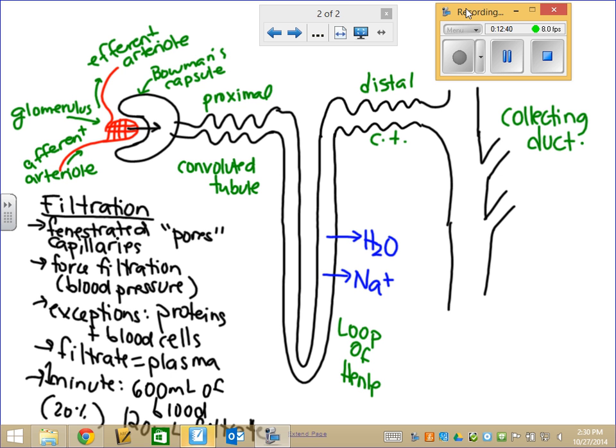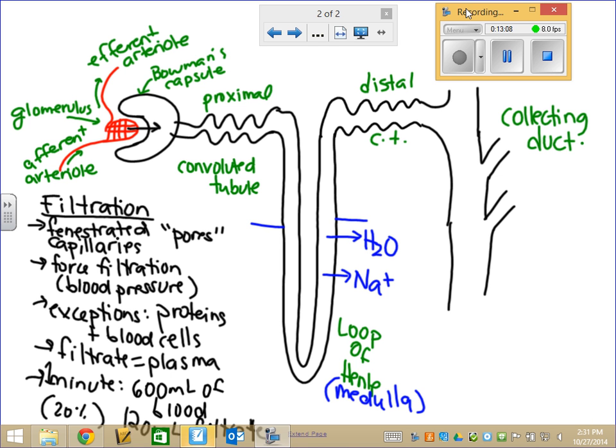Now, in the loop of Henle, I'd like to remind you all that this part dips down into the medulla of the kidney. So most of the nephron is up in the cortex, but as we get down into the bottom part of the loop of Henle, now we've dipped down into the medulla. When we did our dissection, that was the part that was like a dark colored triangle.